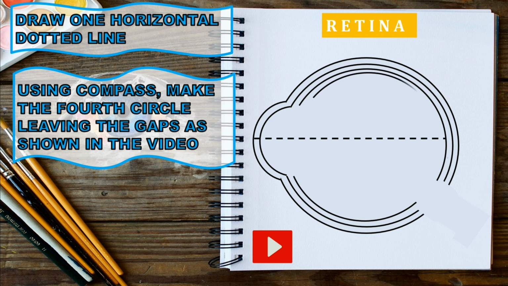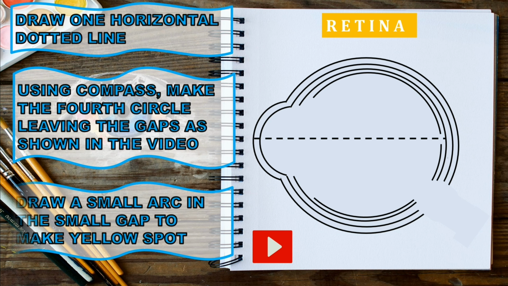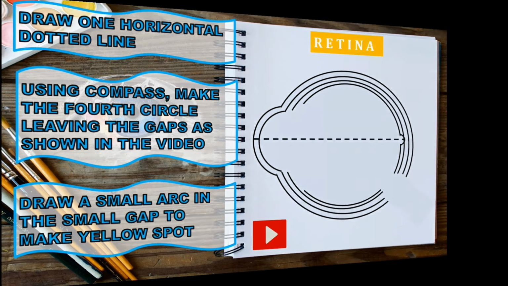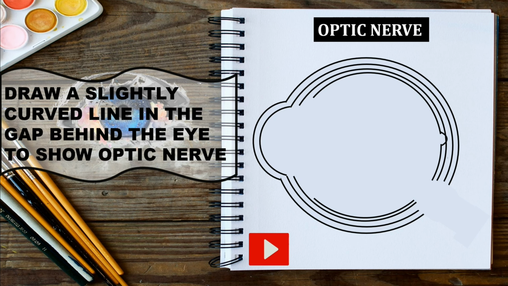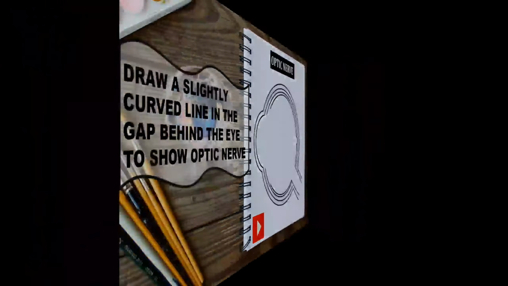Using compass, make the fourth circle, leaving the gaps as shown in the video. Draw a small arc in the marked area to show the yellow spot. Draw a slightly curved line in the gap behind the eye to show the optic nerve.